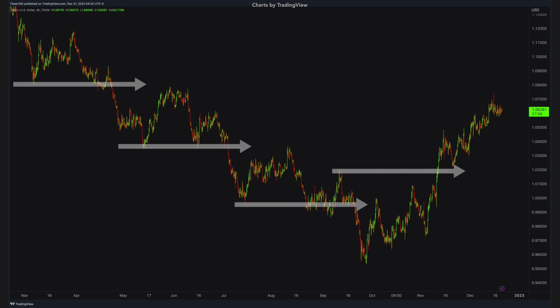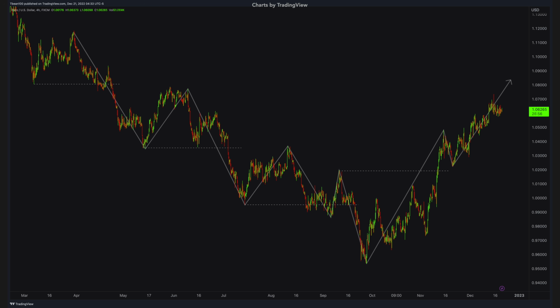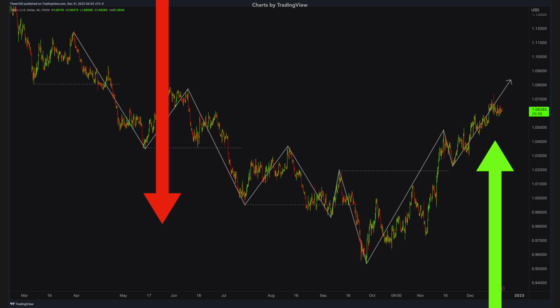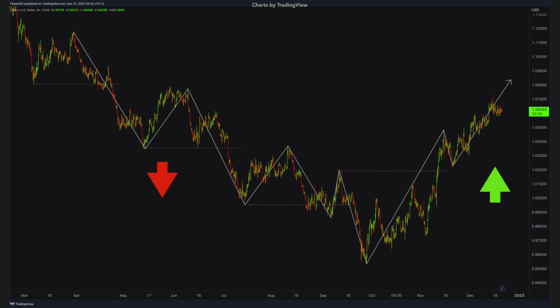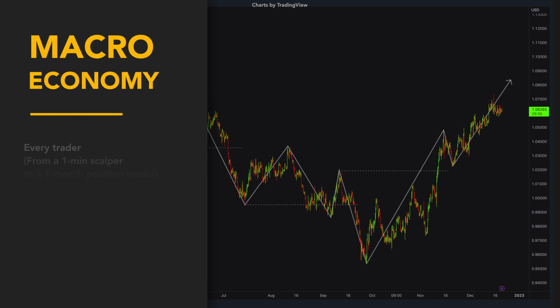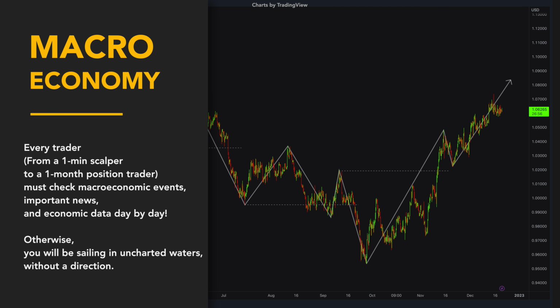After the October range, the market shifted from bearish to bullish. But why? Why did this happen? It happened because of macroeconomics. As I said on Twitter a lot, if you want to be a trader, it does not matter even if you want to become a scalper, you must, I'm repeating, you must check macroeconomics every single morning.